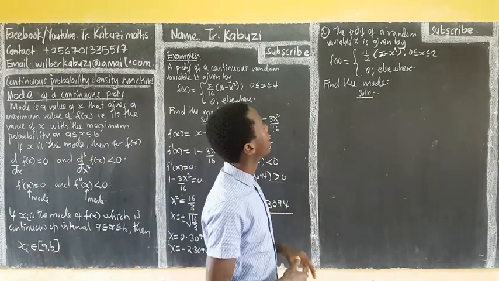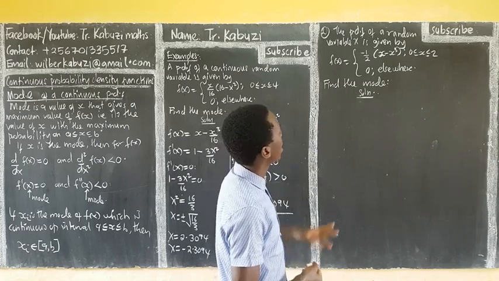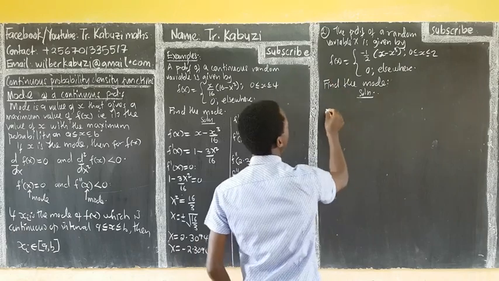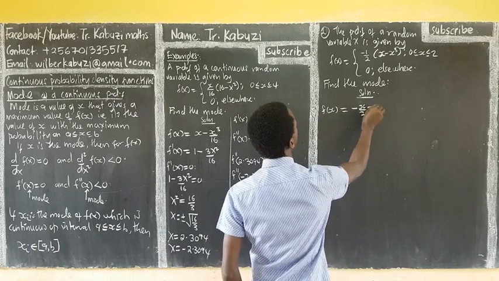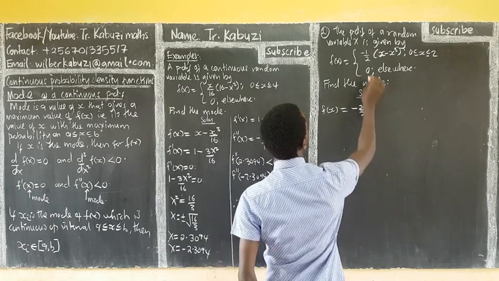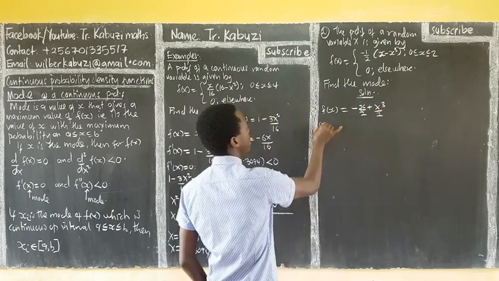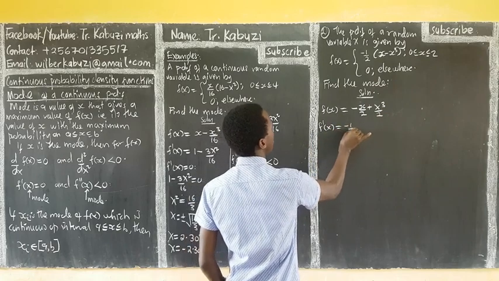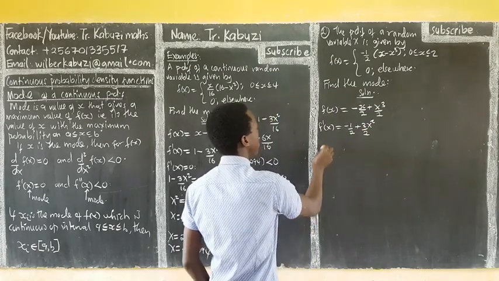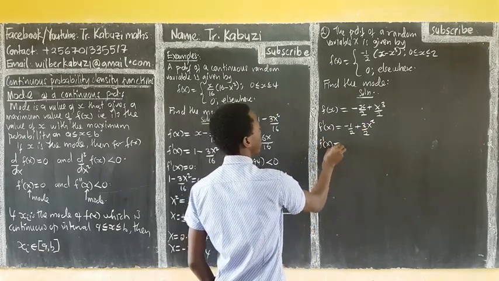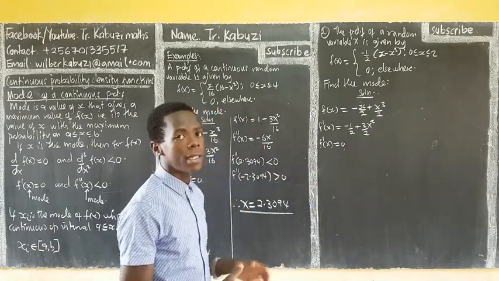Next, the PDF of random variable x is given by this, and we have to find the mode. So we first expand. When I expand that, f of x is going to be negative x over 2 plus x cubed over 2. When I differentiate, I get negative a half plus 3x squared over 2. But to get the value of x at the maximum, we equate the first derivative to 0.